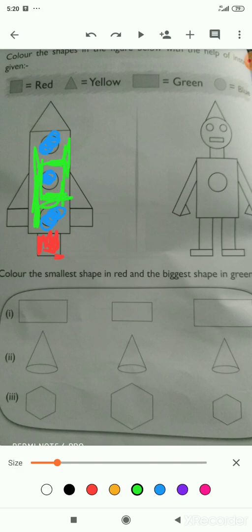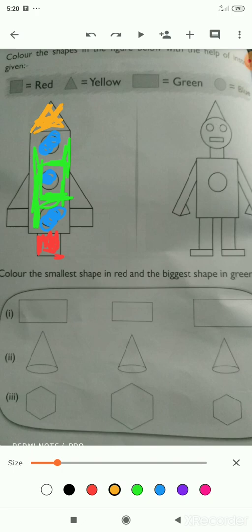Be careful when you are coloring the picture, it should not go out of the line. And for triangle we have to color yellow, so here we have yellow. This is the triangle, so we have to color it yellow. So in this way you have to color all the pictures.